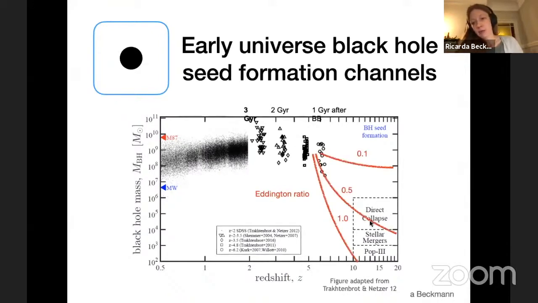And from there, after seed formation, they grow, and how efficient this growth can be in this particular environment is still an open question. People have been working on this for many years, but it's still very much not well understood how much black holes can actually grow via gas accretion.